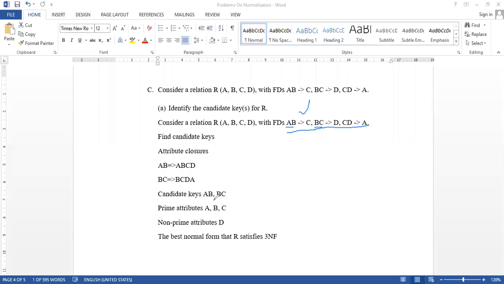See this FD also. What is BC? It is also a candidate key. It is also valid. See this FD. Is it a candidate key? No, it is not a candidate key.